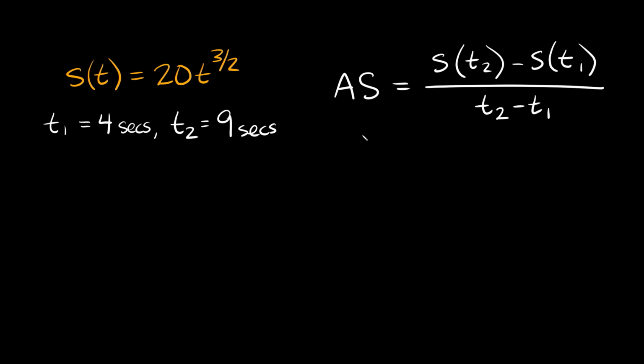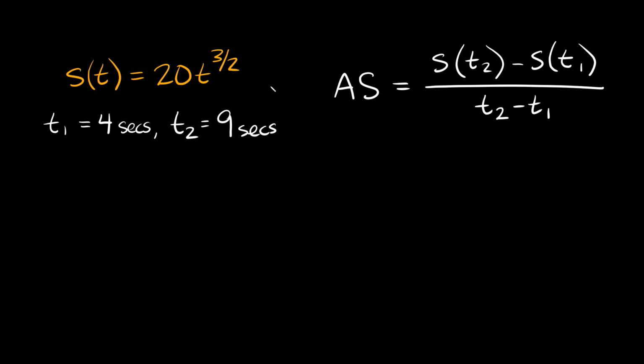So in this video, I'm going to teach you how to find the average speed over an interval using a given function. The formula to find the average speed of a function is right here. The average speed is equal to s of t sub 2 minus s of t sub 1 all over t sub 2 minus t sub 1, where t sub 1 and t sub 2 are just the times that you're given. For this problem, t1 is equal to 4 seconds, and t2 is equal to 9 seconds. And the function that we're going to use for this example is s of t is equal to 20 times t raised to the 3 halves.